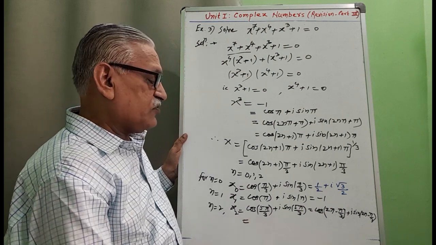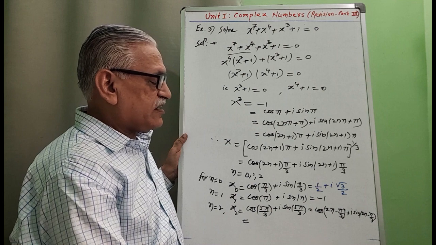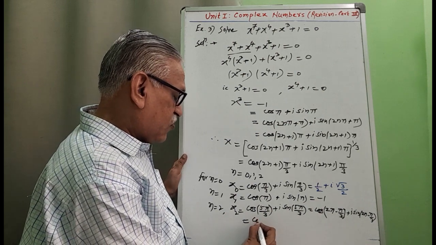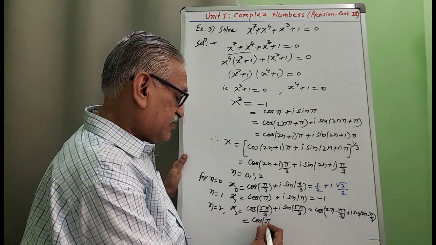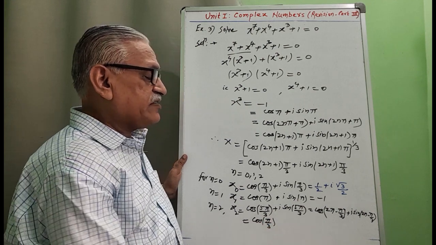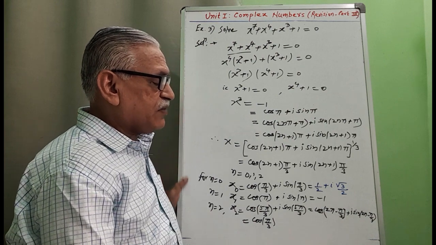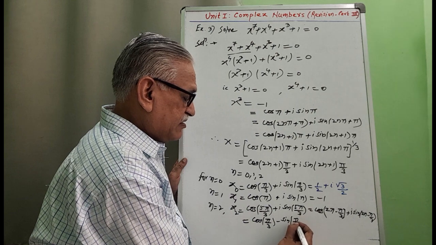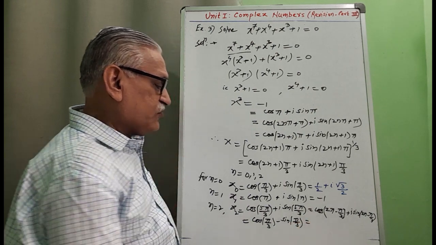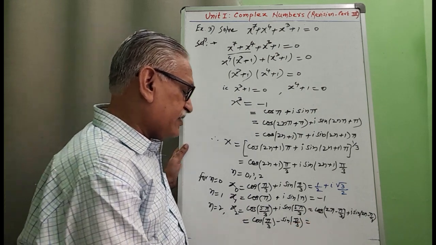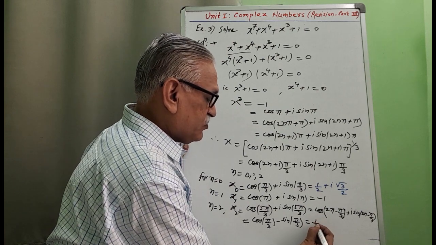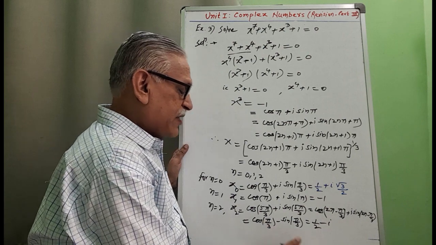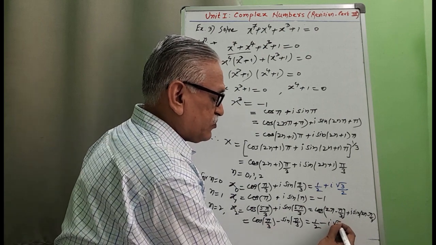And that is equal to cos(2π − θ). Cos of 2π minus π by 3 is cos π by 3, and sin(2π − π/3) is minus sin π by 3. Therefore, substituting the values, cos π by 3 is 1 by 2, minus i times sin of π by 3, which is root 3 by 2.